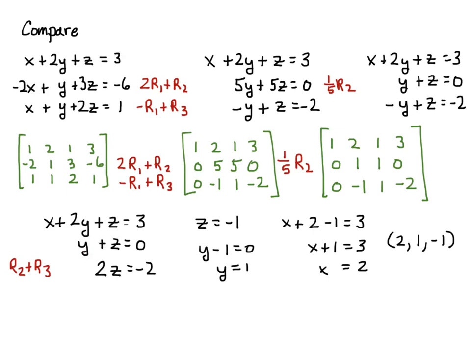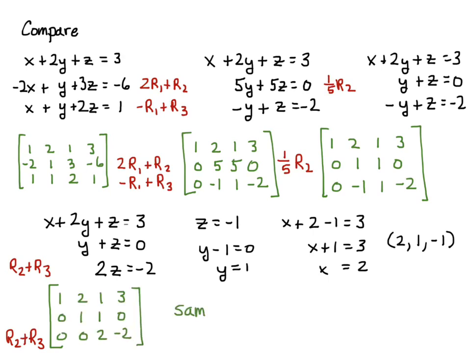And then 0 plus negative 2 is negative 2. And then I can do the back solve, and I get my solution of 2, 1, and negative 1. So in matrix notation, when I add those last two, I get 2 and negative 2. And we can, of course, do the same back solve.